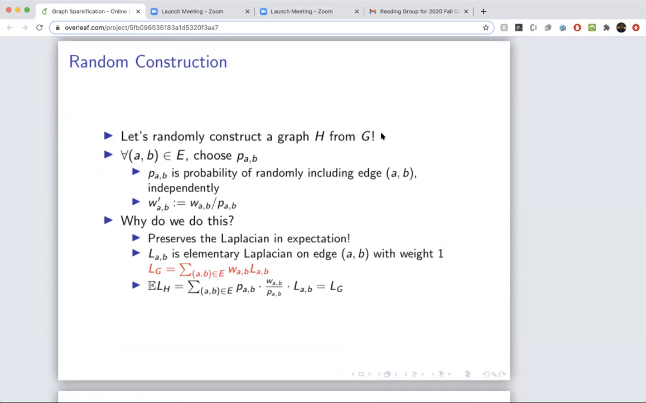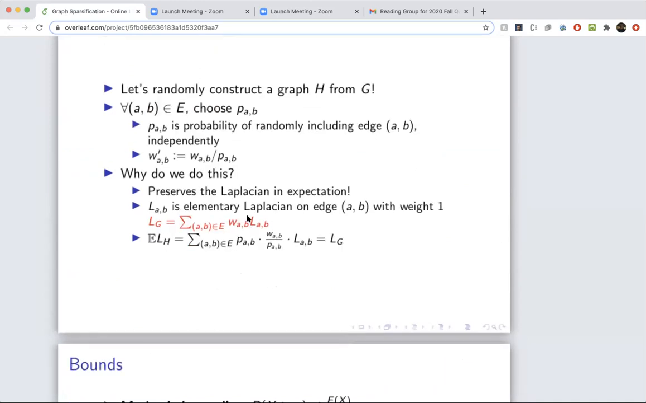No, so we're given the graph G, and we want to construct a sparsified graph H from G. The way we do that is we randomly pick edges from G with probabilities that we assign. And we showed here that the expectation of the Laplacian of the sparsified graph is going to be equal to the Laplacian of G, which is given.